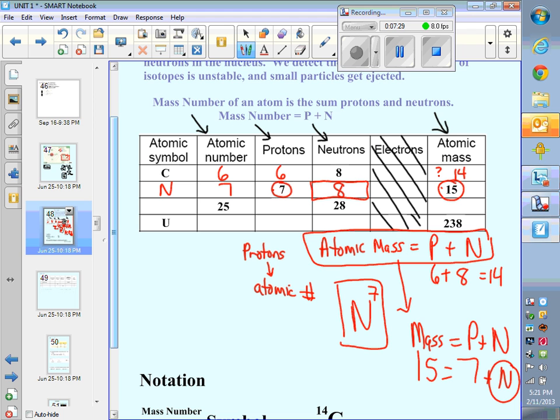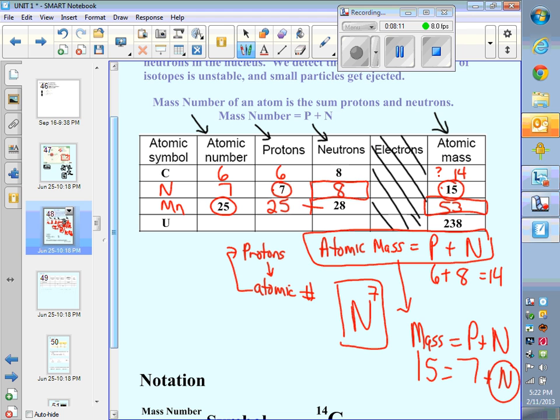Let's take a look at the third line and see if we can figure it out. If our atomic number is 25, atomic number is always number of protons. So 25 goes in protons. Protons and neutrons added together give us the atomic mass. So this atomic mass has to be 25 plus 28. That gives us 53 as the mass. What element are we looking at? This says atomic number is 25. So the atomic number 25 happens to be manganese, Mn. So manganese, Mn.